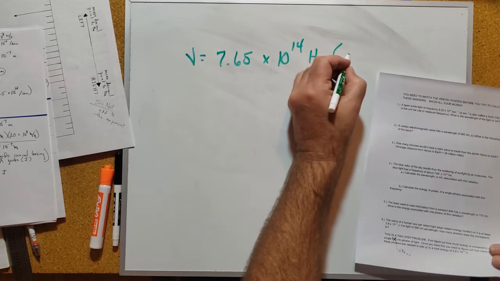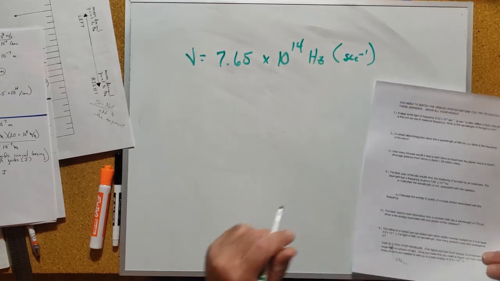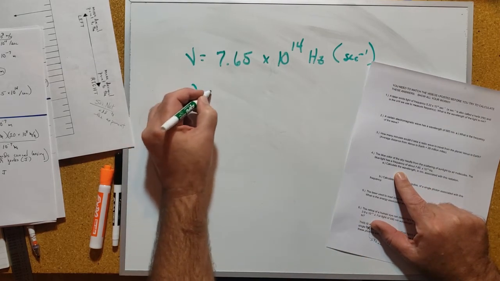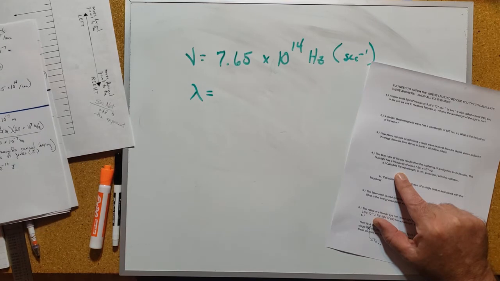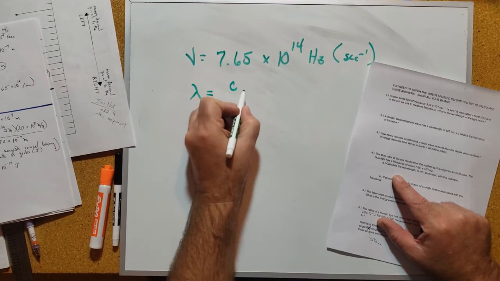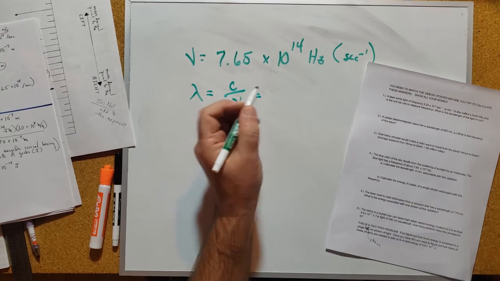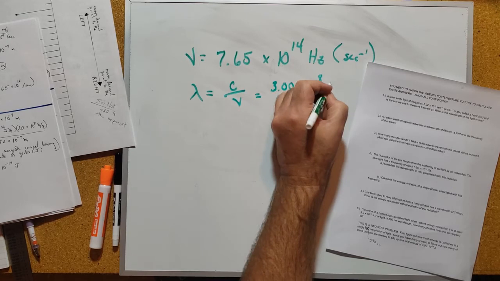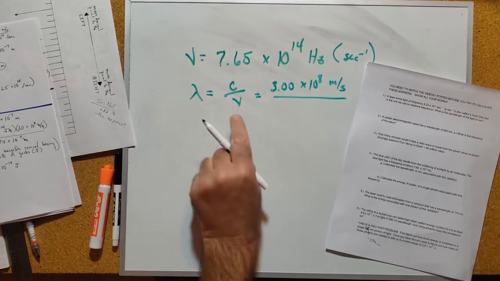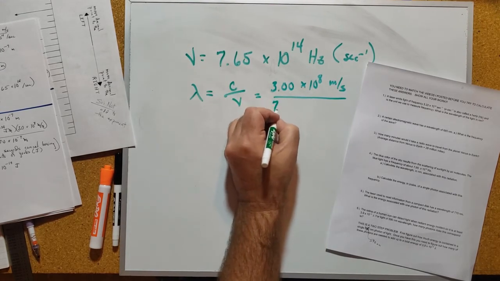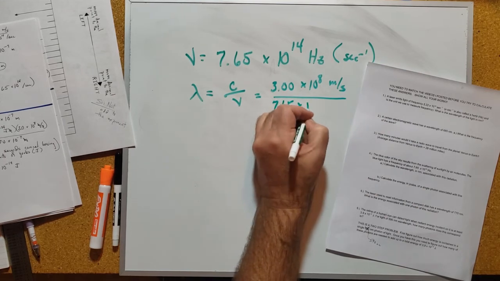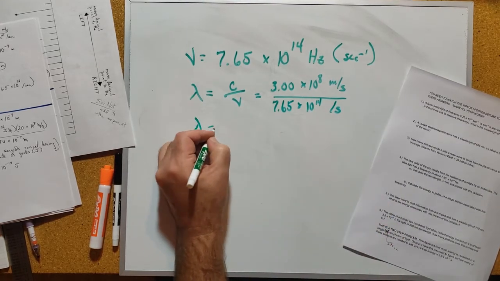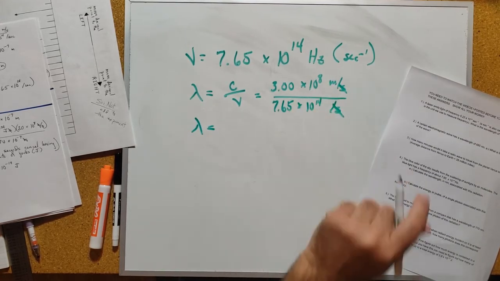Remember, that's a per second, or second to the minus 1. They mean the same thing. All right. What is the wavelength? Well, from a previous problem, we learned that wavelength is equal to the speed of light divided by the frequency. The speed of light is 3 times 10 to the 8th meters per second. The frequency, which was given to us in the problem, is 7.65 times 10 to the 14th per second, or hertz. The per seconds cancel, and I'm left with meters.